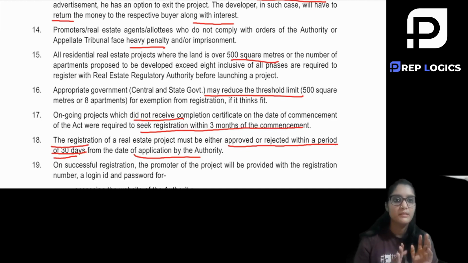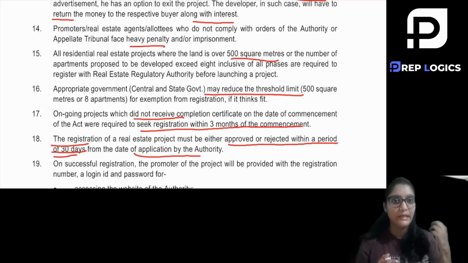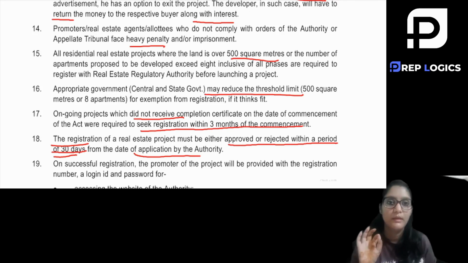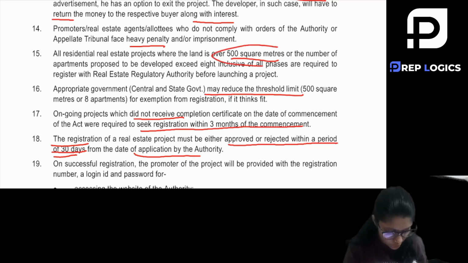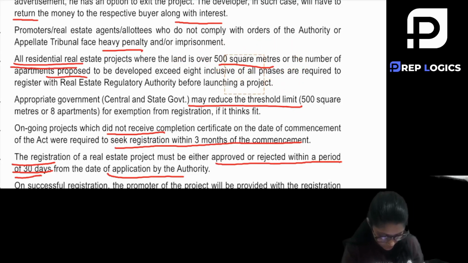So for small buildings, it has said you can build it for yourself, but for large builders who are actually building and selling, it is necessary to obtain registration with the RERA authority if they want to sell it, advertise it, and so on. So what are the exceptions? What is not covered under the RERA Act is if you are building something of less than 500 square meter. A residential real estate project where the land is over 500 square meter and the number of apartments exceeds 8, inclusive of all phases.